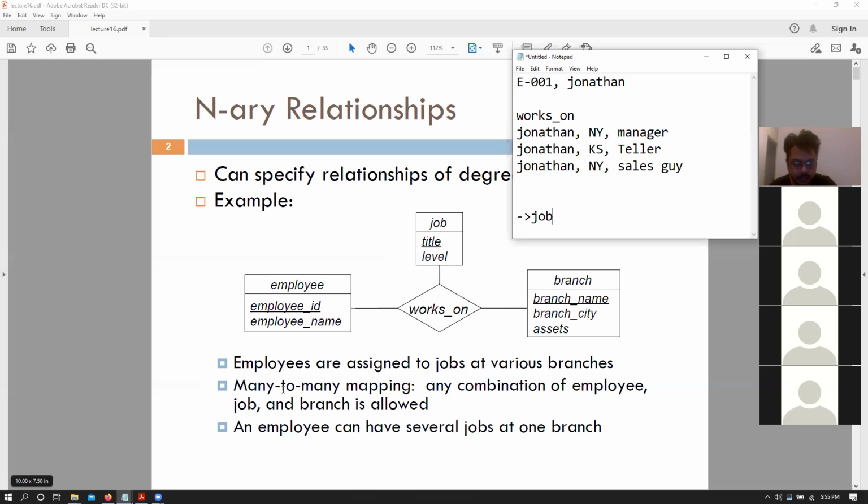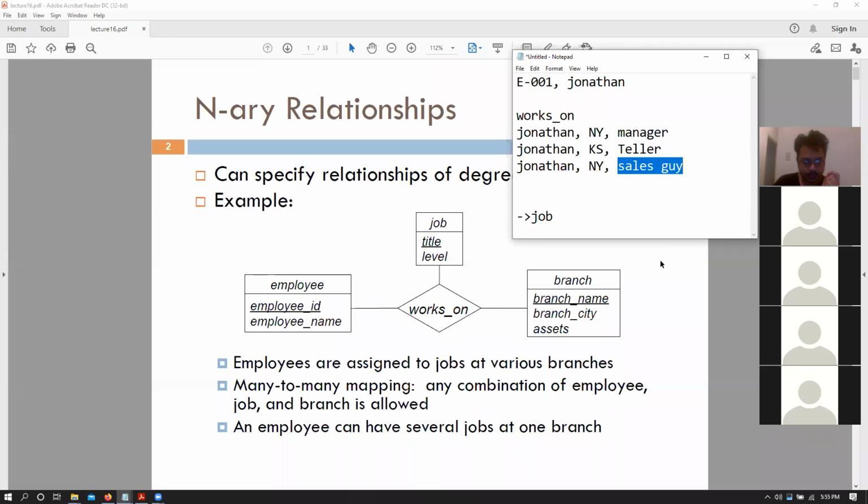What does that mean? That employee and branch are many to many, but job is a one, right? At that point, we will have an issue: Jonathan New York manager, Jonathan New York sales guy will not work out. Right. So you guys are correct, very good.